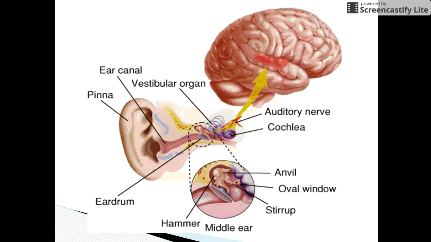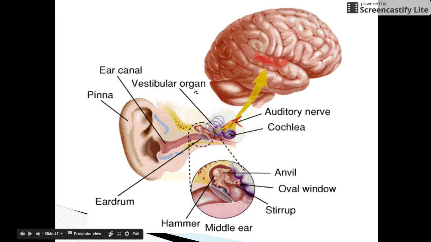But then we still have to connect to the brain. So what happens is, from the cochlea and into the auditory nerve, we reach the temporal lobe, and that is where auditory hearing is processed. So that's a small version of this whole entire process of how we hear.